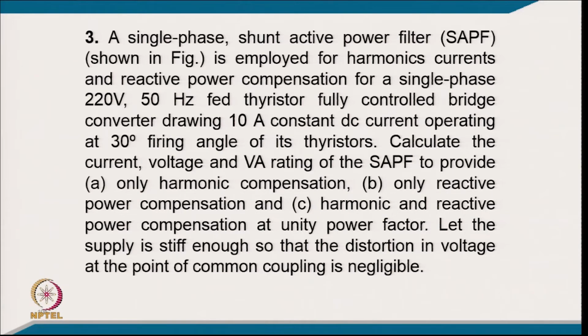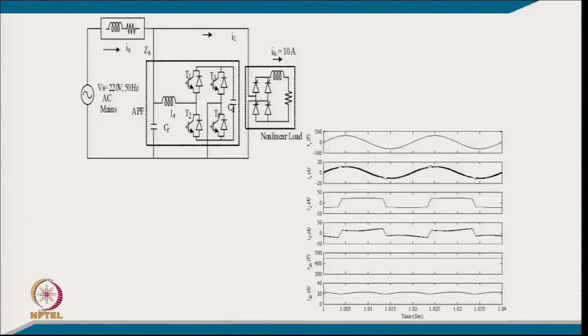Coming to the third numerical problem: a single phase shunt active power filter is employed for harmonic current and reactive power compensation for a single phase 230 volt 50 hertz fed thyristor fully controlled converter drawing a 10 ampere DC current operating at 30 degree firing angle of its thyristor. Calculate the current, voltage and VA rating of the shunt active power filter to provide A. only harmonics compensation, B. only reactive power compensation, C. harmonics and reactive power compensation at unity power factor. Let the supply be stiff enough so that the distortion in voltage at the point of common coupling is negligible.